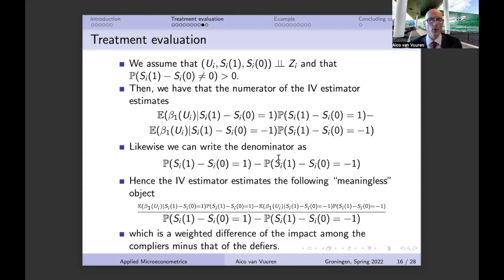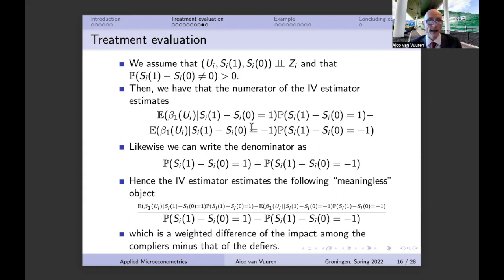And that means, of course, that the IV estimator tries to estimate this completely meaningless object that we have over here. Take into account that this is completely meaningless because, for example, if we look at the numerator, what is this thing over here? Well, I have no idea. It's something like, first of all, the mean impact among the compliers multiplied by the probability to have a complier, minus the mean impact among the defiers multiplied by the probability that we have a defier.